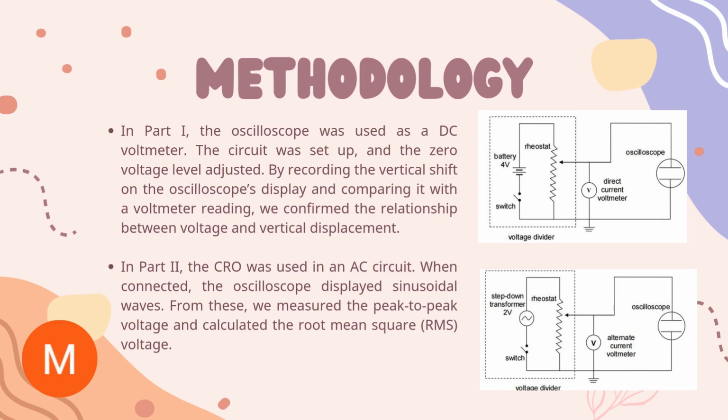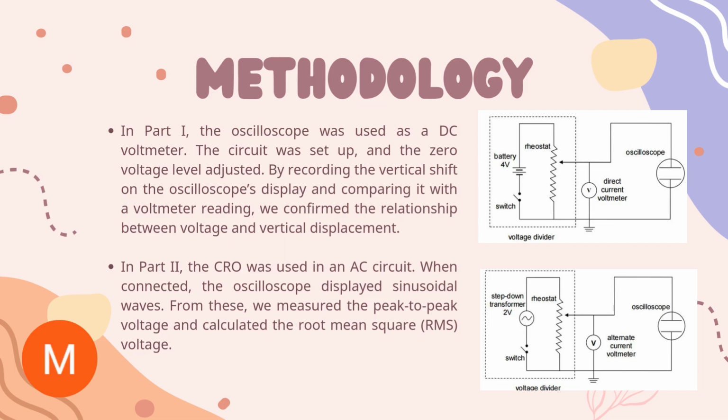In part 1, the oscilloscope was used as a direct current voltmeter. The circuit was set up and the zero voltage level adjusted. By recording the vertical shift on the oscilloscope display and comparing it with a voltmeter reading, we confirm the relationship between voltage and vertical displacement.